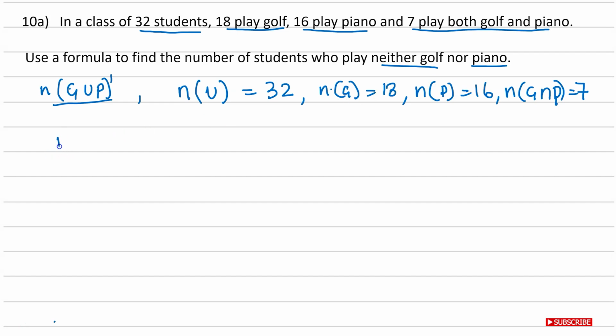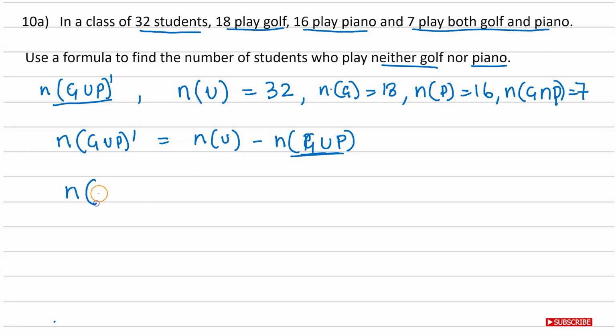So what we need to find is the number of students who play neither golf nor piano. Now we know that to get that, the number of G union P complement is going to be the number of all students, take away the number of people who are playing golf or piano. So we need to find how many people play golf or piano.